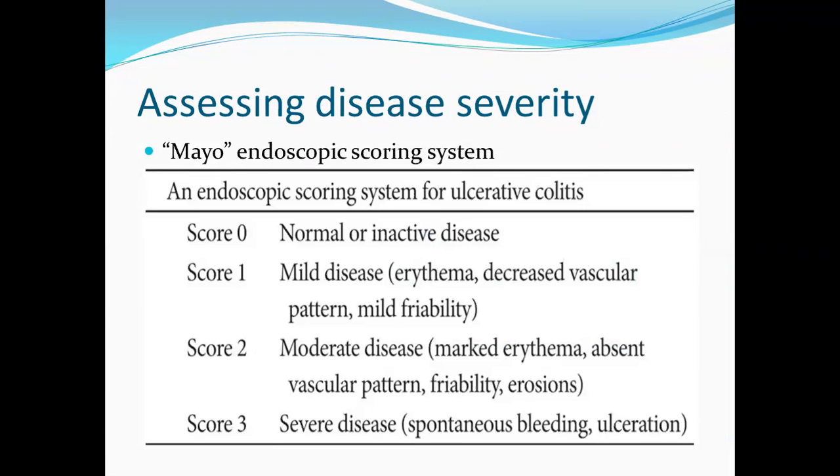This is also another way of assessing disease severity, which is used in ulcerative colitis, per endoscopy scoring system. It's called the Mayo endoscopic scoring system, where a score of 0 is normal or inactive disease, a score of 1 is mild disease with its features, a score of 2 is moderate disease with its features, and a score of 3 is severe disease with its features per endoscopy.